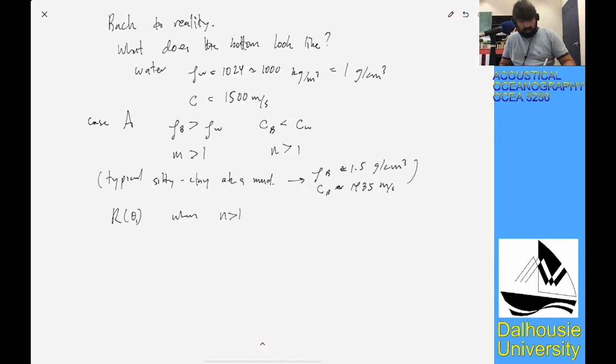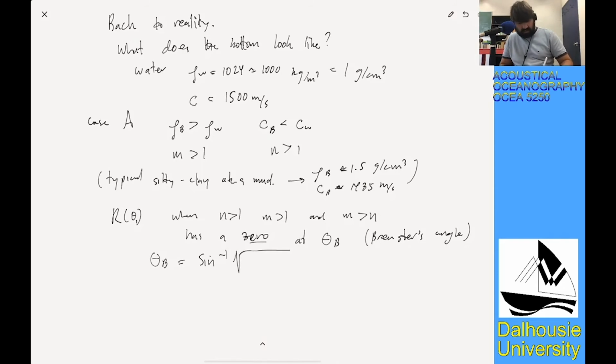Okay? So R of theta 1, when N is greater than 1, M is greater than 1, and M is greater than N, then we know that we have some sort of zero. It goes to 0 at, I'm going to call it theta B. And from optics, you probably know this is called Brewster's angle. The B is not just for bottom here. We can solve that equation very quickly. We get sine squared theta B equal to this nice ratio of M squared minus N squared over M squared minus 1.